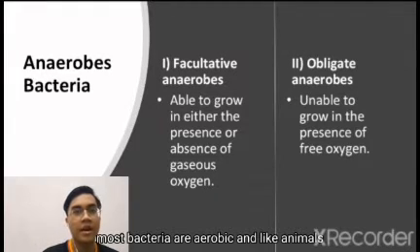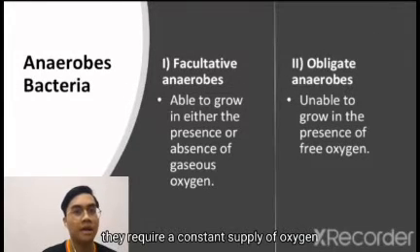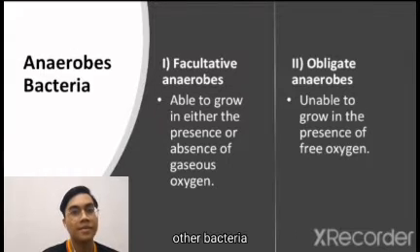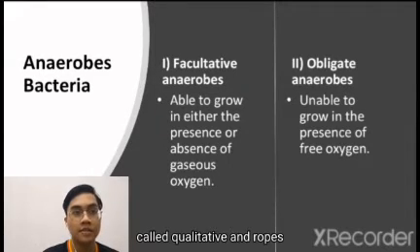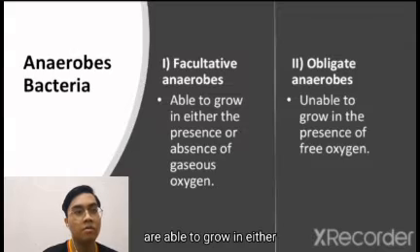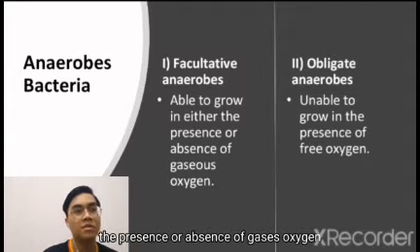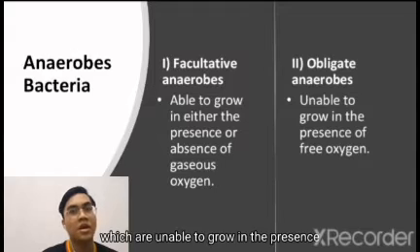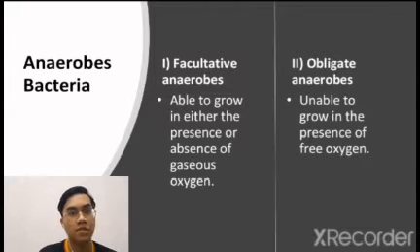Most bacteria are aerobic, and like animals, they require a constant supply of oxygen to carry out cellular respiration. Other bacteria, called facultative anaerobes, are able to grow in either the presence or absence of gaseous oxygen. Some bacteria are obligate anaerobes, which are unable to grow in the presence of free oxygen.